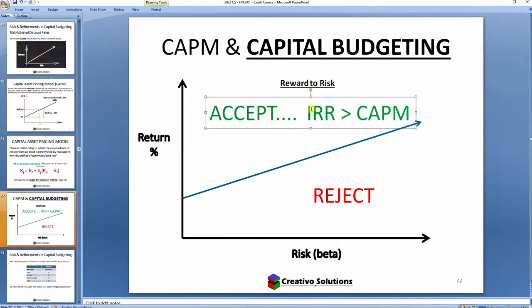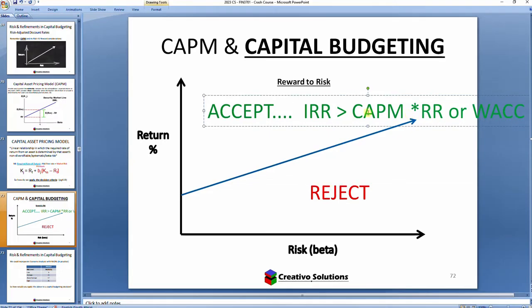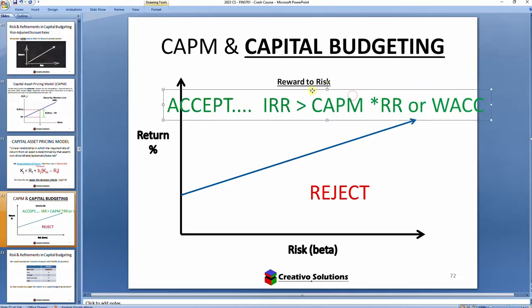We just spoke about IRR a few minutes ago. IRR, we said, was the internal rate of return that a particular project or investment or asset is going to provide us with. We need to compare that to something like CAPM, or we could compare that to the weighted average cost of capital. So it can be CAPM in terms of required return, RR, or it could be the weighted average cost of capital, WACC. It all depends on what type of question you've been given.